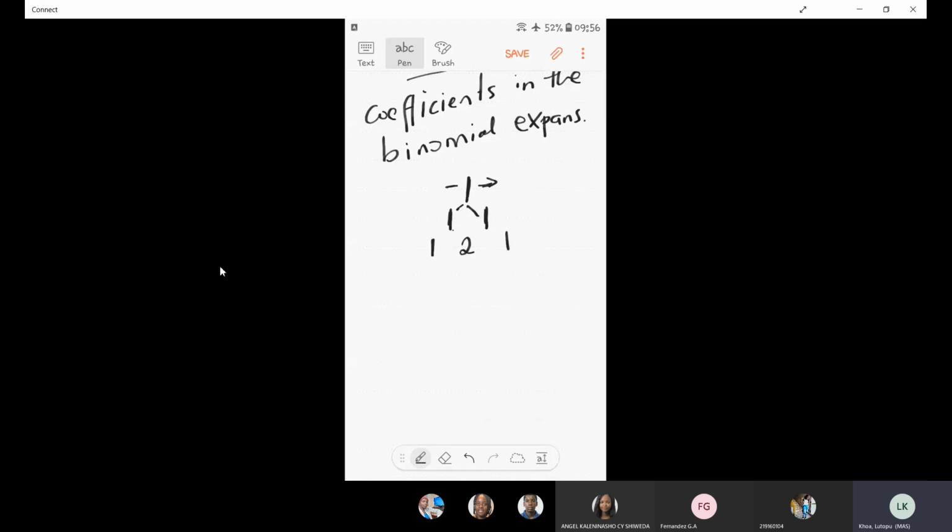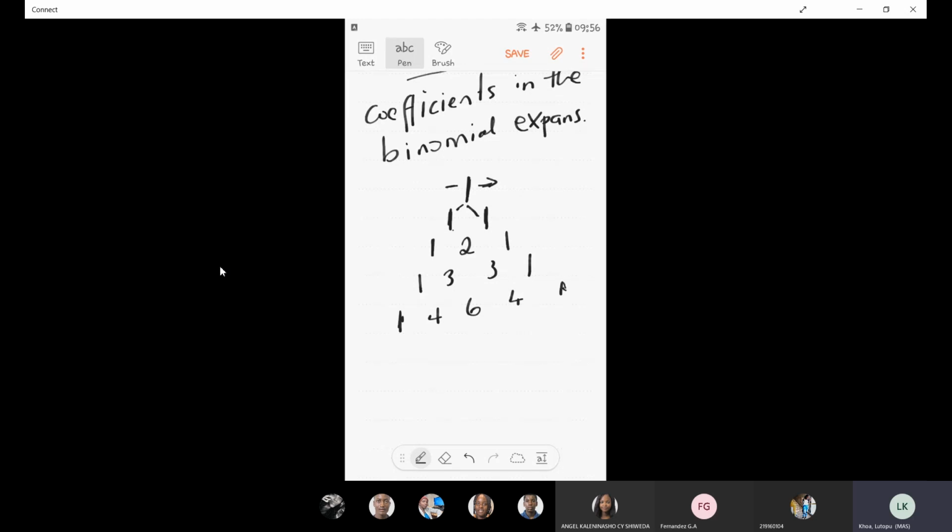Then I continue in this way. 1 plus 0, this gives me 1. Okay, and then 1 plus 2, this gives me 3. 2 plus 1, this gives me 3. And then 1 plus 0 gives me 1. So already you can see I'm forming a triangle. That's why it's called Pascal's triangle. Okay, then I can continue. I have 1, which is 1 plus 0, and then 1 plus 3, this is 4. 3 plus 3, this gives me 6. 3 plus 1, this gives me 4. And then 1 plus 0, this gives me 1.